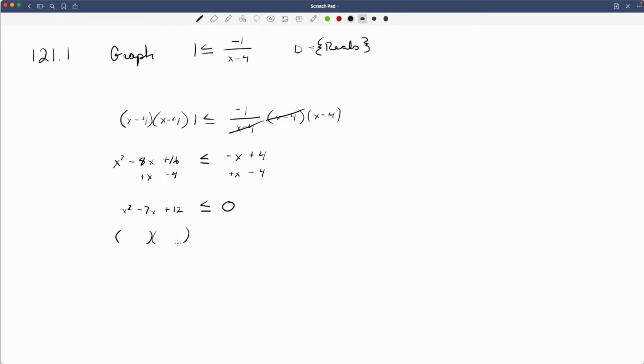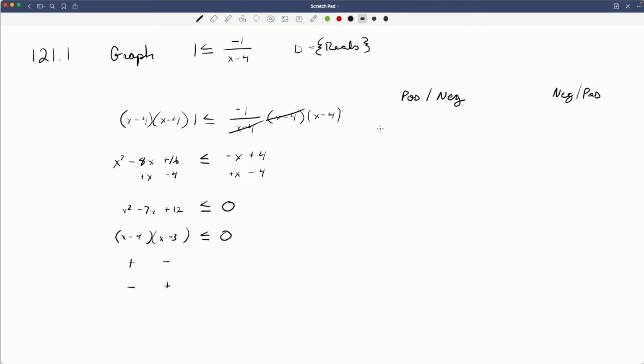And this ends up being (x - 4)(x - 3) less than or equal to 0. Because this is less than, we know this has to be a negative number, right? So in order for it to be a negative number, it has to be either positive, negative, or negative, positive. So we're going to do that over here. Let's do positive, negative first, and then we'll do our negative, positive.